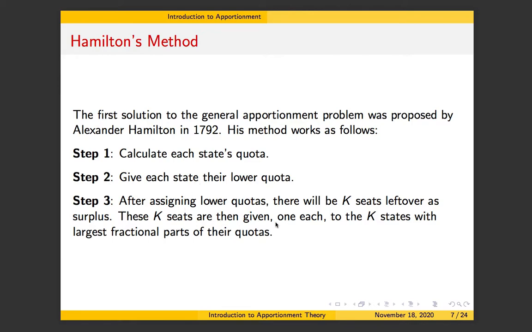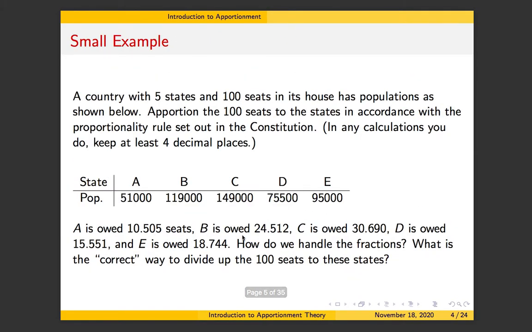You give them one at a time to the K seats left over, K states with the largest fractional parts. So you then look at the fractional parts of the quotas and look for the biggest. So for example here, 744 is the biggest fractional part. So state E would receive the first leftover seat. And then if there are still leftovers after that, state C would get the next leftover and so on.